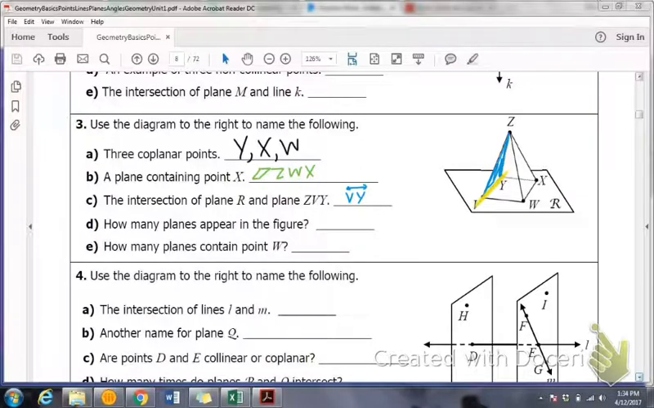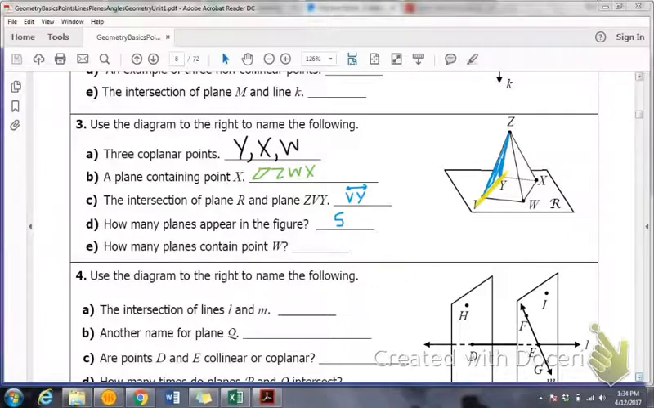How many planes appear in this figure? Why don't you take a minute and count them? The bottom does not get counted twice. Okay. Shane, what'd you say? 5 planes. Anybody agree with Shane? Excellent. 5 planes in this figure.